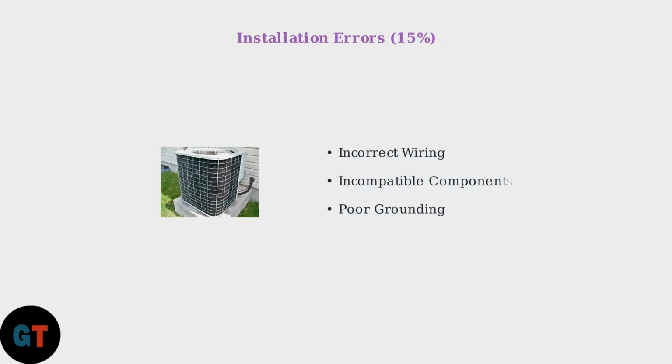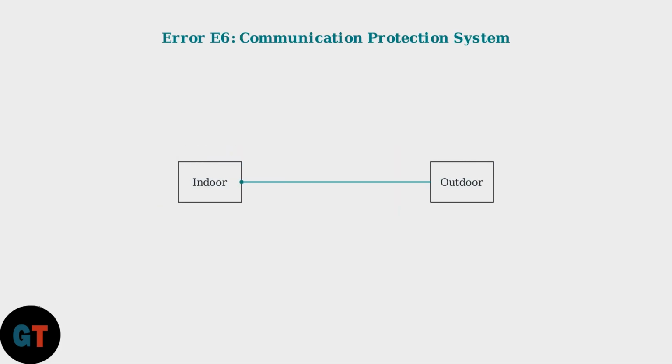Installation errors represent 15% of error E6 cases and often stem from the initial setup process. These include incorrect wiring during installation, incompatible component matching between indoor and outdoor units, and poor grounding that affects signal integrity. Understanding error E6 requires recognizing it as a communication breakdown that protects your system from damage. By identifying whether the cause is wiring, control board, environmental, or installation related, technicians can efficiently diagnose and resolve this common but critical error code.